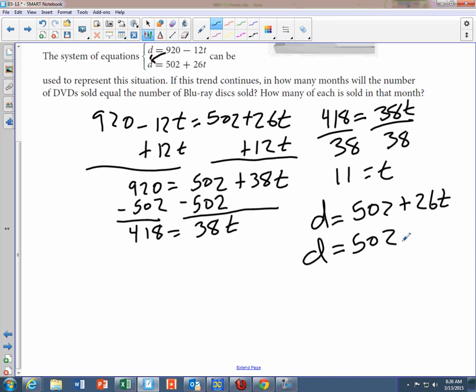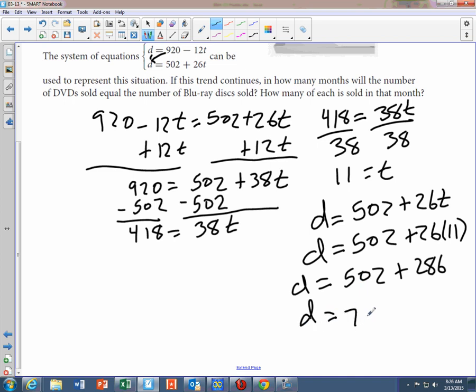equals 502 plus 26 times what? Class? 11. All right, so I have 502 plus, help me with 26 times 11? 260 plus 26 is 286. 502 plus 286? 788. That's an easy one. 6 and 2 is 8, 8 and 0 is 8, 2 and 5 is 7. You guys can do that.